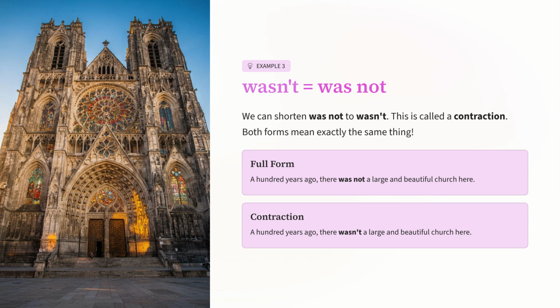Example 3. Wasn't means was not. We can shorten was not to wasn't. This is called a contraction. Both forms mean the same thing. For example, 100 years ago, there wasn't a large church here.